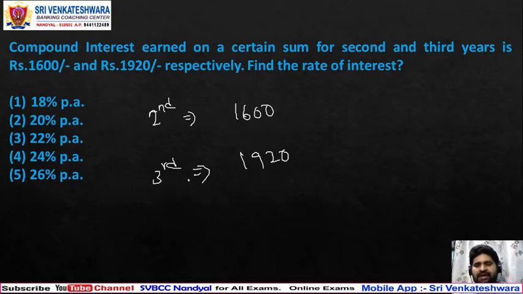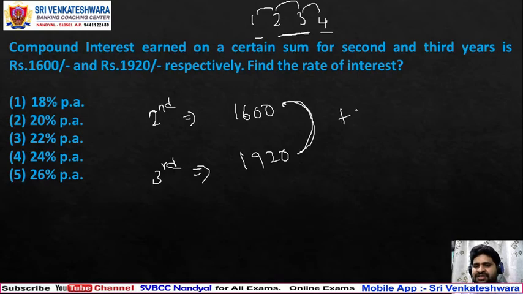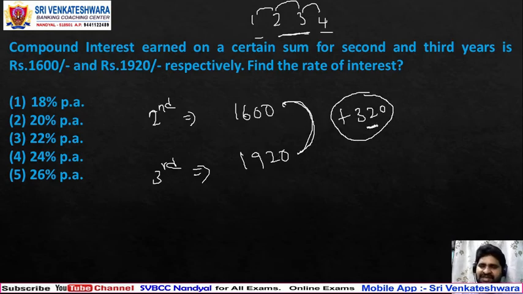Look at the point. Basically, in the case of compounding cycles, as I said, the first year's interest will be added to the second year, then to the third year, then to the fourth year. That means the second year's interest only will be added to the third year. 1600 is becoming 1920, so how much is added? 320. On what basis will this 320 be added? It is the interest on the previous case. That means 320 is the actual interest on 1600.